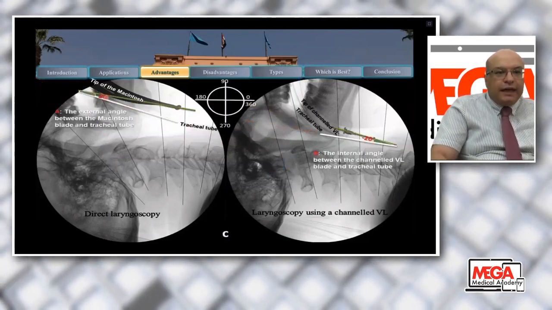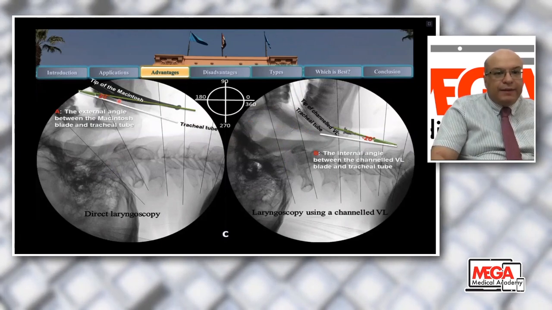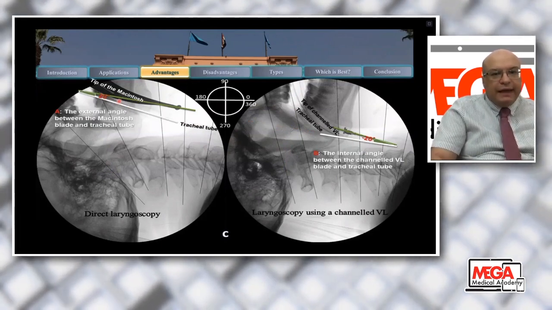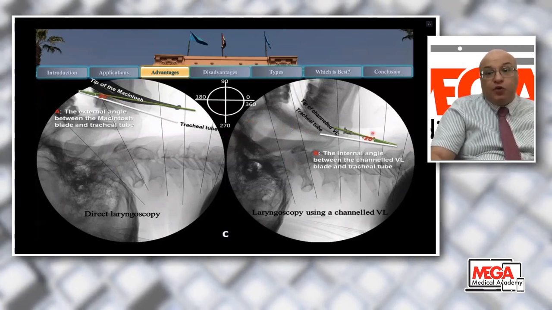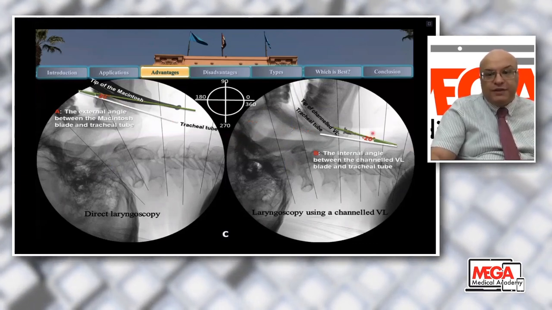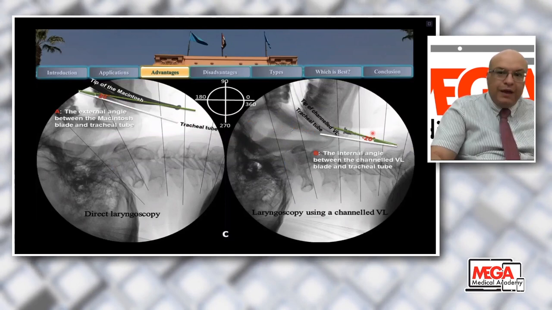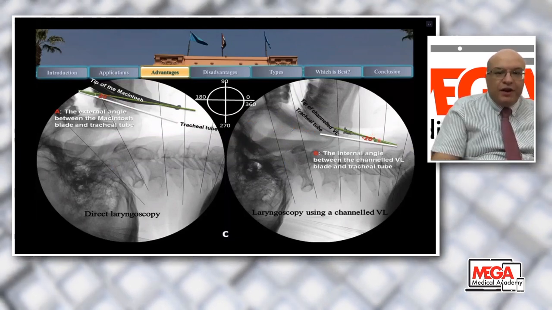Here we have what's called the external angle between the Macintosh blade and the tracheal tube. Here the angle is 20 degrees, but it is reduced to minus 20 with the use of a channel video laryngoscope on the right image here.